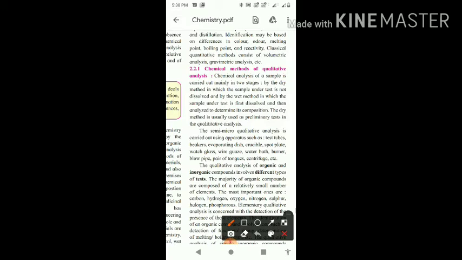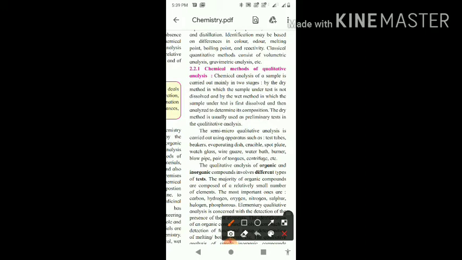This semi-micro qualitative analysis is carried out using various apparatus. When we discuss the analysis, we are taking a small sample for the analysis, for which we are going to use many apparatus, such as test tube, beakers, evaporating dish, crucible, spot plate, watch glass, wire gauze, water bath, burner, blowpipe, pair of tongs, and centrifuge.